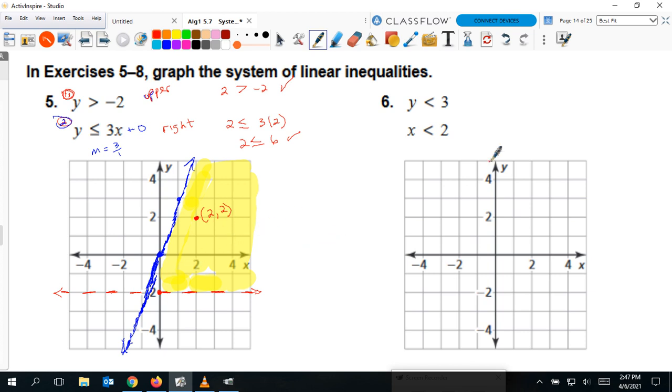All right, so I'm going to have you try number 6. Go ahead and pause the video. Do number 6. Number 6 has a horizontal line, just like we did here on this one, but then it has a vertical line with x is less than 2. So you're going to have one going across and one going straight down. You still have 4 sections to figure out which one of those should be shaded. So try number 6 and then check your work.